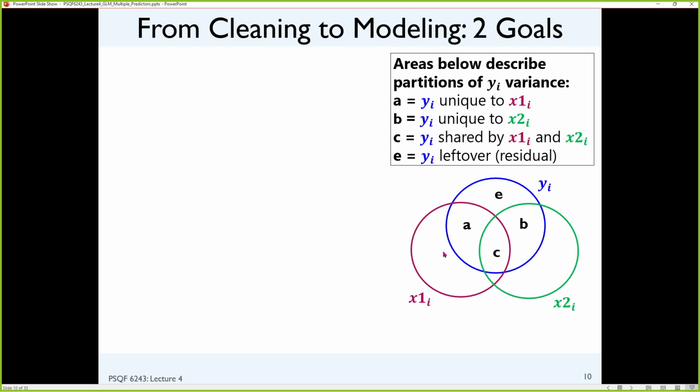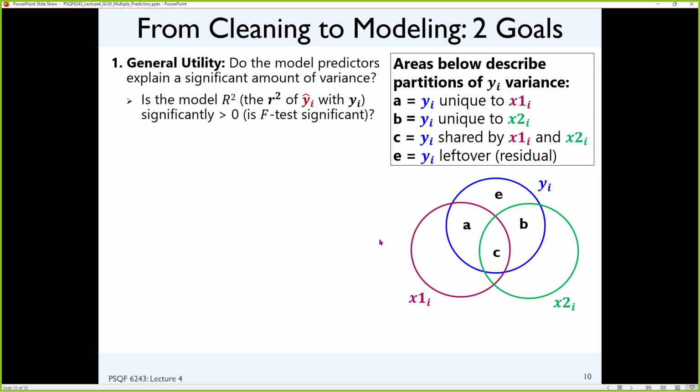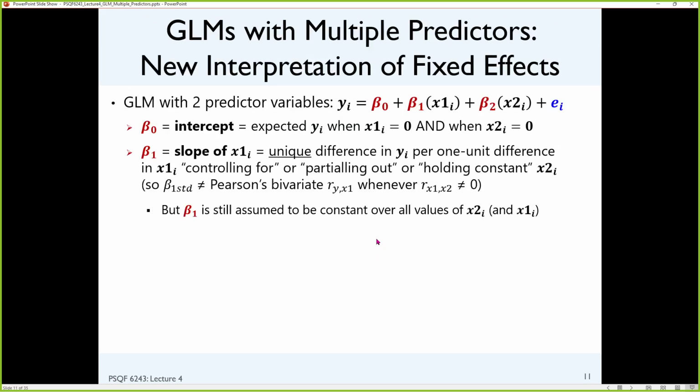But the only part of the pink circle that's eligible to relate to y is the part that's not covered by green here. I'd have to take this, like a Pac-Man, chomp that part out, and then figure out what the standard deviation is of what's left. And that is what goes into the model. So that's not the same. So that's one issue.